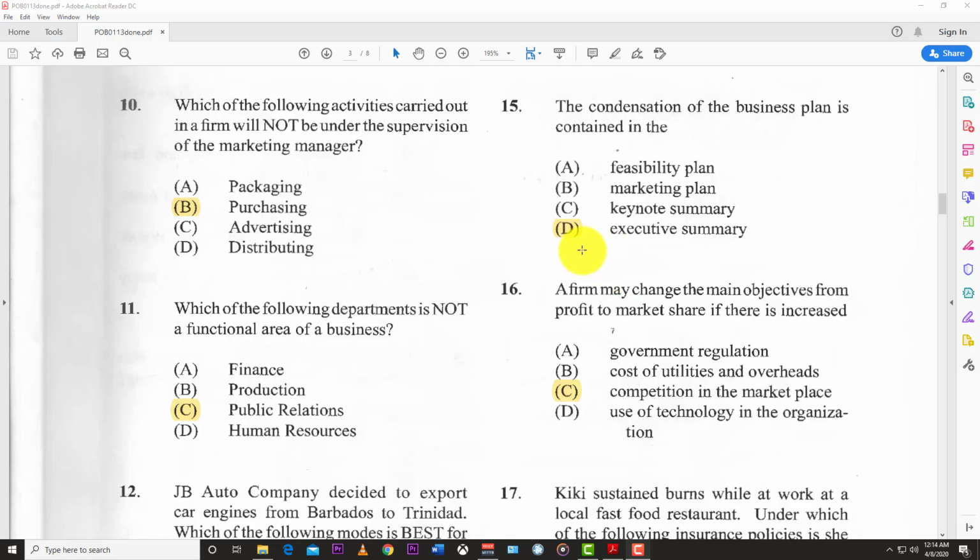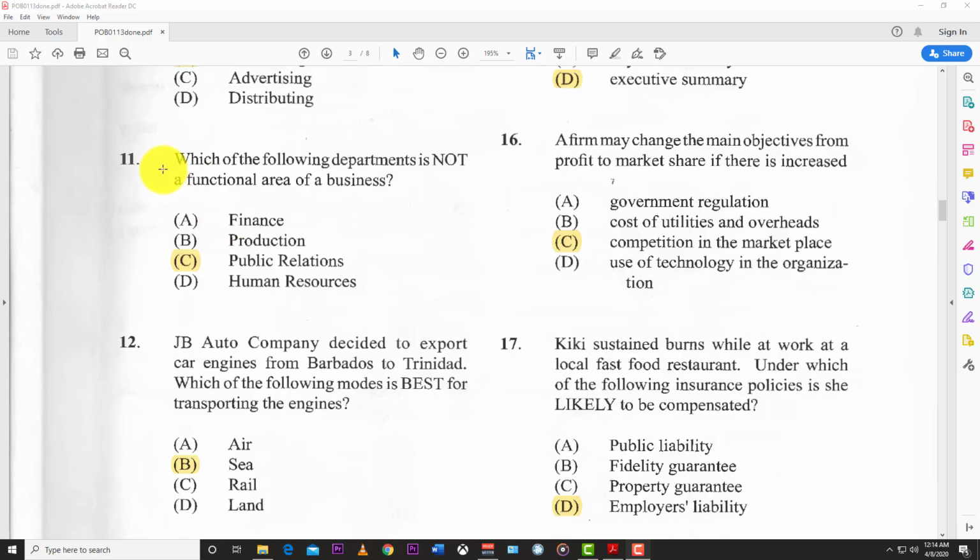Number 10, which of the following activities carried out in a firm is not under the supervision of the marketing manager? And the best answer here is B, purchasing. Number 11, which of the following departments is not a functional area of a business? And of course, it is public relations. That's normally under marketing.